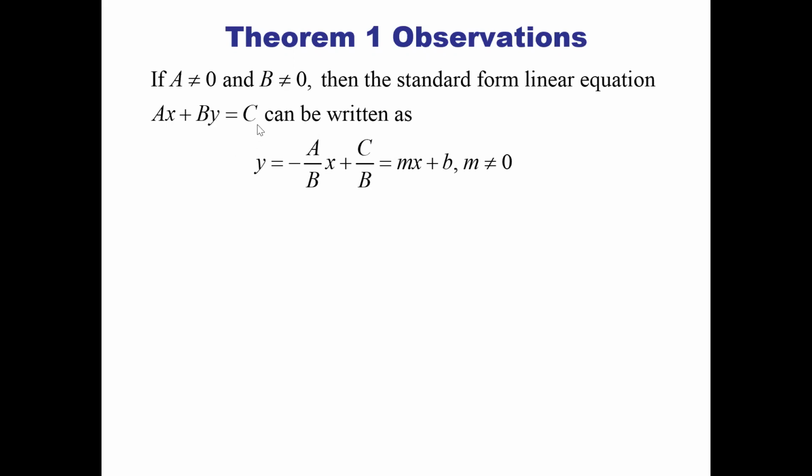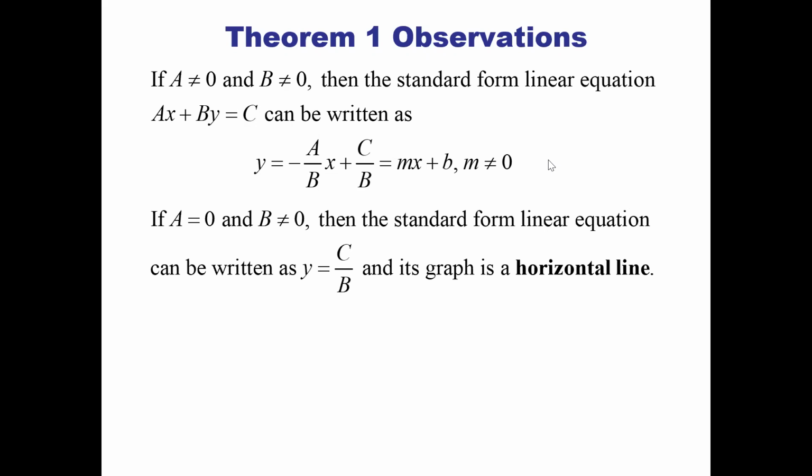So what we're basically doing is solving this equation for y. First we subtract the Ax over here, so that would be negative Ax plus C. And then we're going to divide by B. And when we do that, we end up with this. And so that is our slope, and that's going to be our intercept.